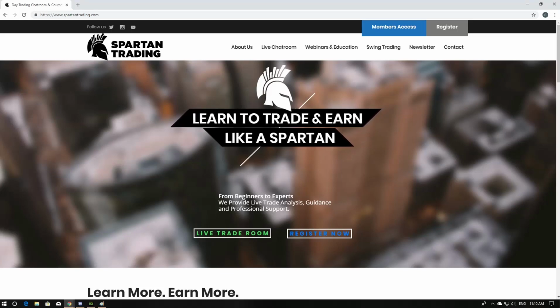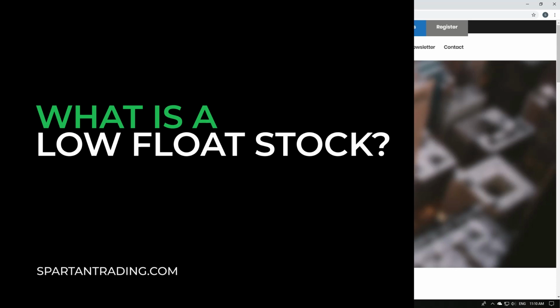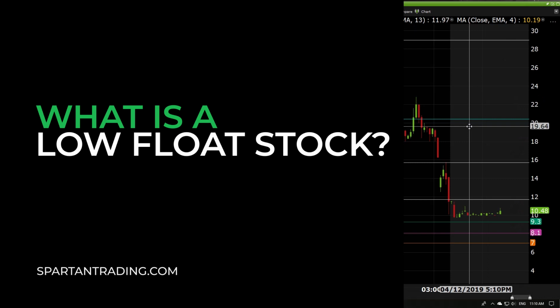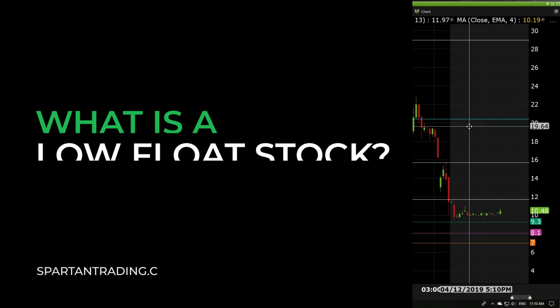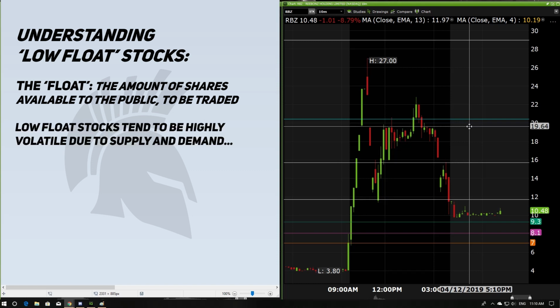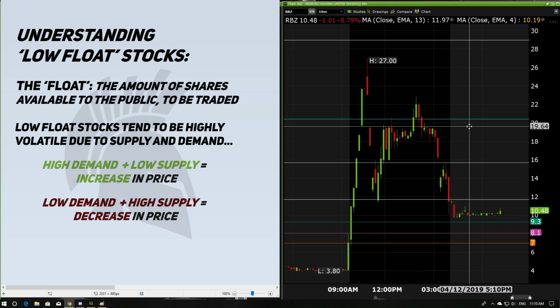I wanted to talk to you guys today about what a float is of a stock. Basics of stock trading, something that everyone should know, but let's talk about what the float is. The float is the amount of shares available to the public to be traded. So if you're looking at a stock and it's got a lower float, these things tend to move more sporadically. If there's a lot of demand, it's just the basics of economics. A lot of demand, small supply, price will increase quickly. If there's no demand, small amount of supply, price can decrease quickly as more supply hits the market.